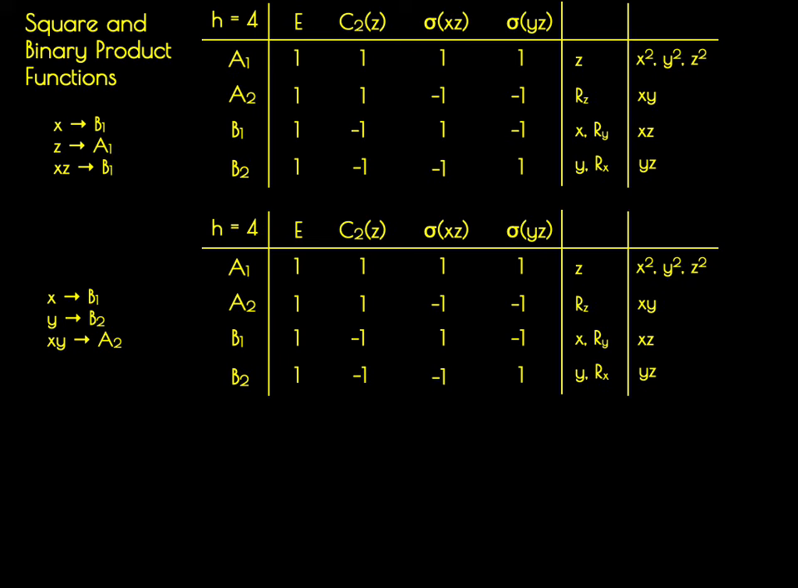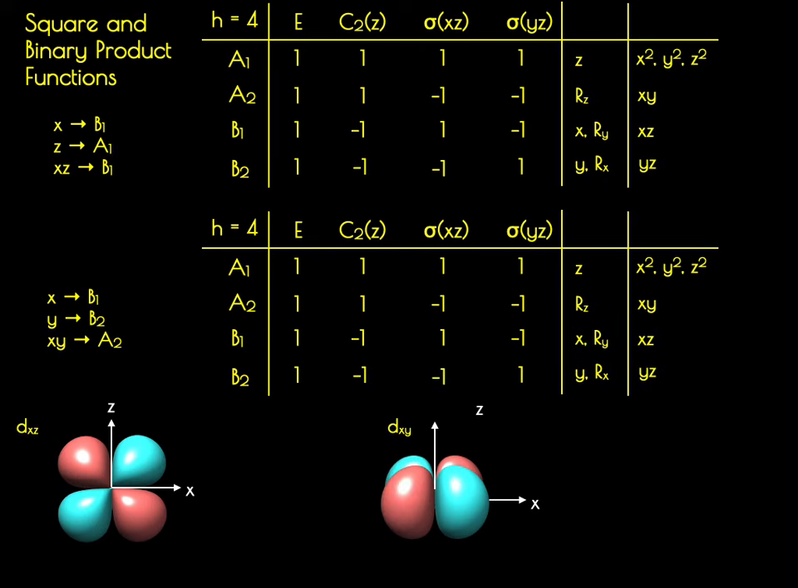Once again, relating this back to chemistry, this is how your d orbitals transform. So if we look at the dxz and the dyz and perform the symmetry operations of the group, we find that the dxz transforms as b1 symmetry, and the dxy transforms as a2 symmetry. So the d orbitals transform as the square and binary functions of the group. Just for your information, an s orbital will always transform as the totally symmetric representation of the group. So under C2v symmetry, an s orbital transforms as the a1 representation.